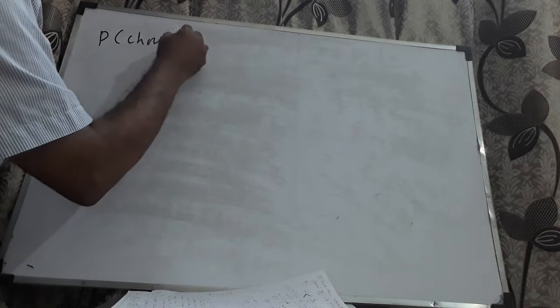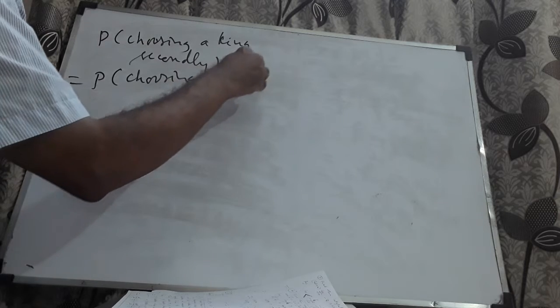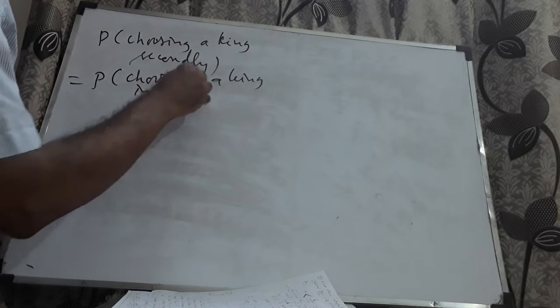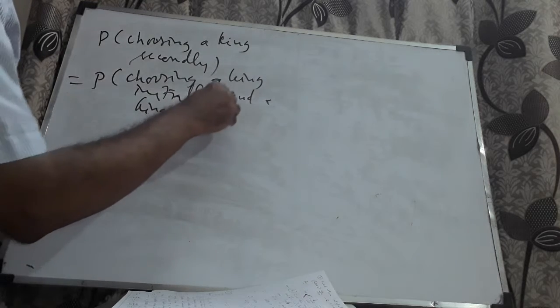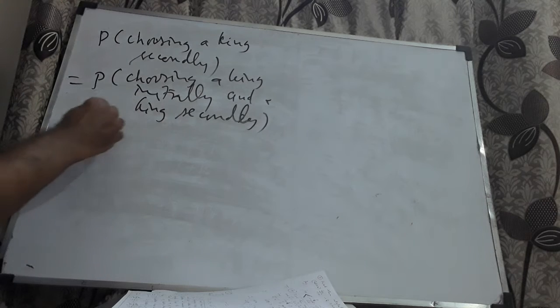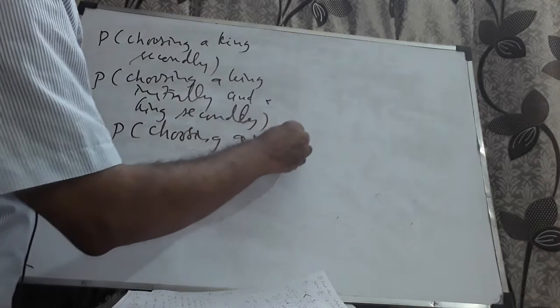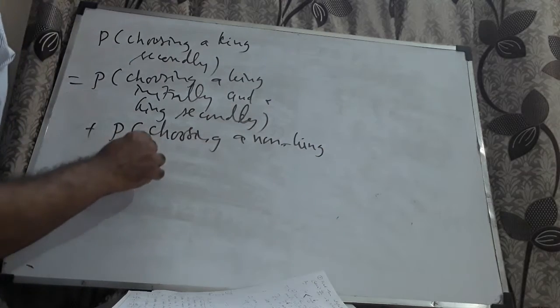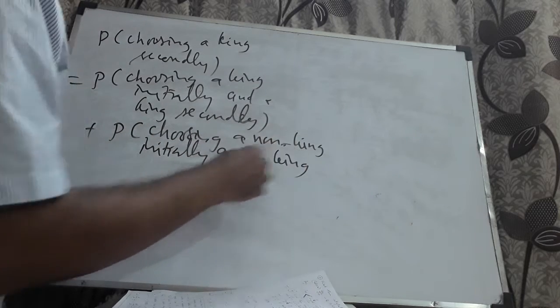P of choosing a king secondly is equal to P of choosing a king initially and a king secondly plus P of choosing a non-king initially and a king secondly.